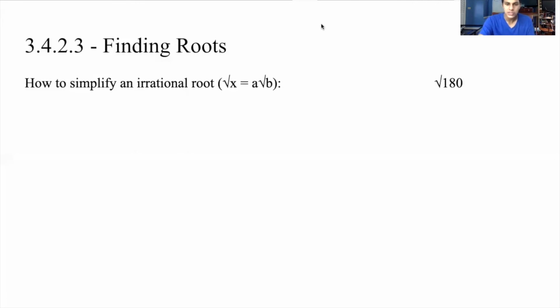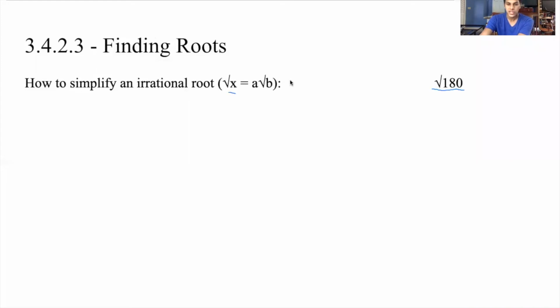Just to let you know, this method that I'm about to teach you only applies to simplifying the square root of numbers that will give you an irrational root. I'm going to be finding the square root of 180, and I'll explain why this only applies to square roots at the end. So if I'm simplifying the square root of 180, then x is 180, because it's the square root of x.